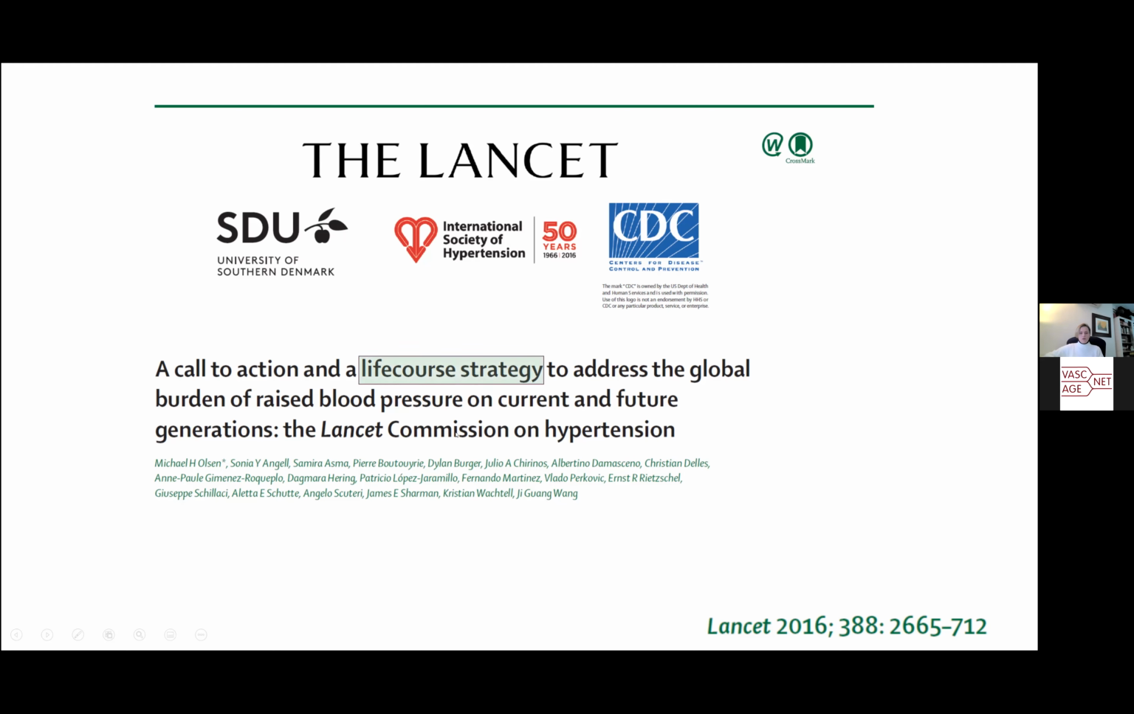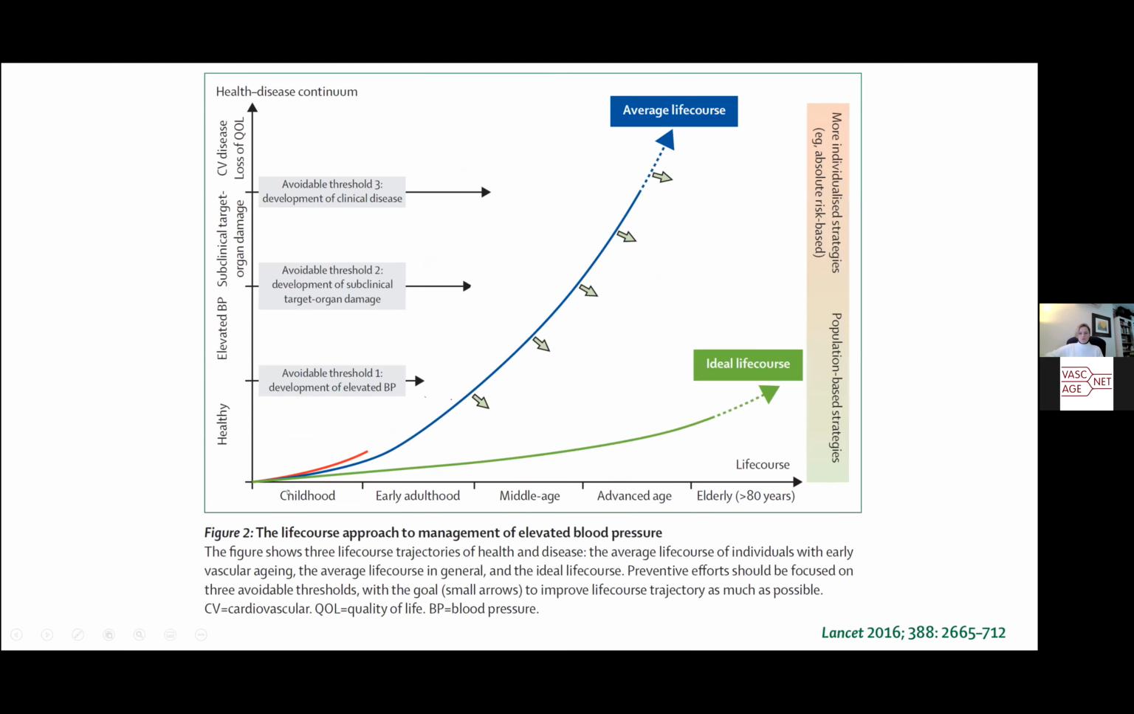So what is also meant with this life course strategy, of course, is having situations and favorable environments for people across the life course, from childhood to elderly ages, where you would have a healthy cardiovascular system and function.